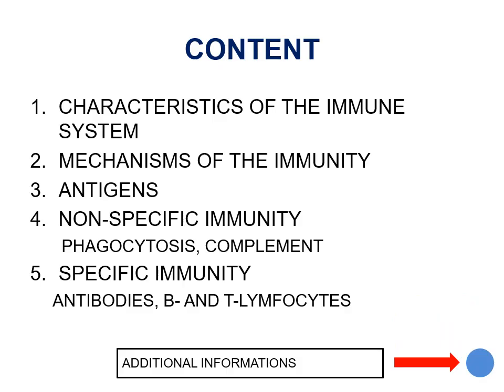What is going to be explained is the characteristics of the immune system, the mechanism of immunity, antigens, non-specific immunity like phagocytosis and complement, which we already talked about, and then specific immunity like antibodies, B and T lymphocytes, and of course additional information.